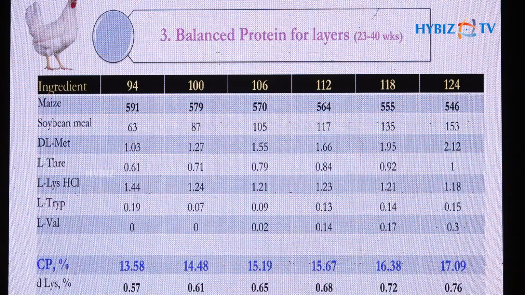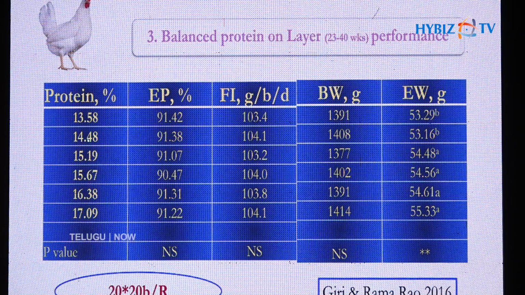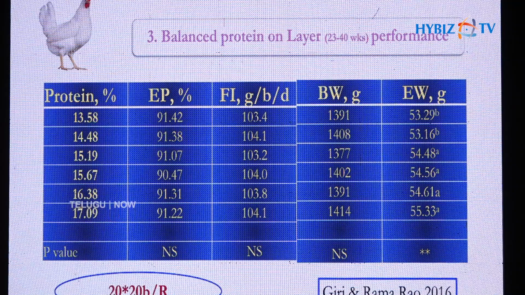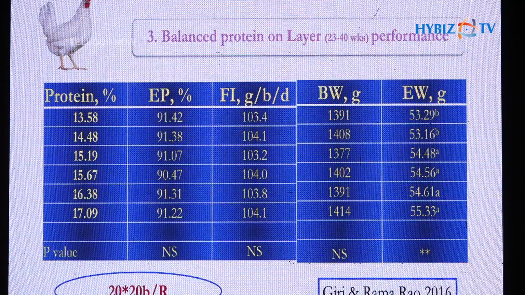Here also, if you see the data, egg production, feed intake, and body weight gain were not at all affected by reducing the dietary protein up to 13.58%, provided you balance the amino acids up to the 5th limiting amino acid: lysine, methionine, threonine, tryptophan, even up to valine.